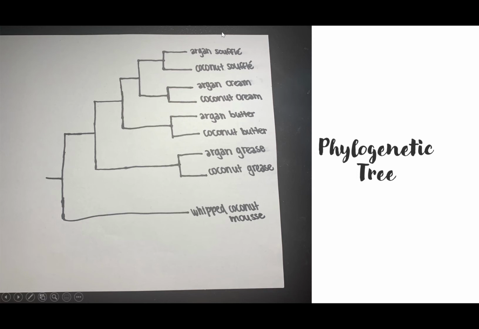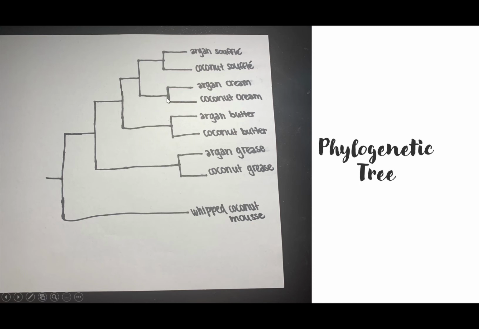So each of these names right here would be called the OTUs, which is the operational taxonomic units. They're pretty much just names that are going to help us classify groups based on similarity, based on how closely related they are. And if we look right here, these would be the branches, and this is our internal node. And right here, this would be the most recent common ancestor of the argan souffle and coconut souffle.